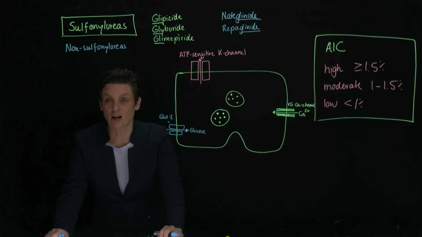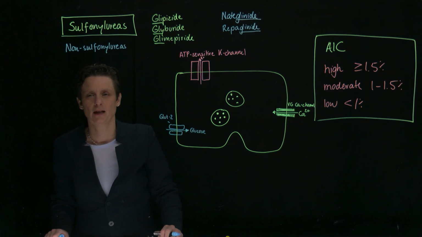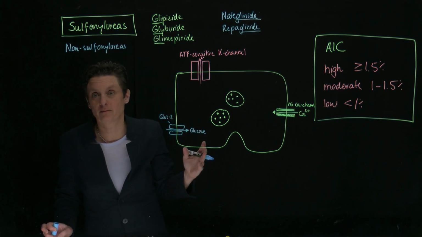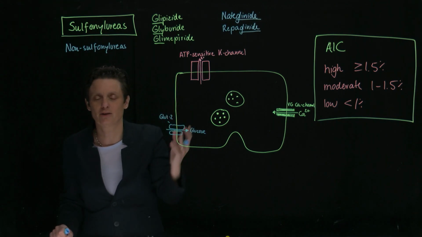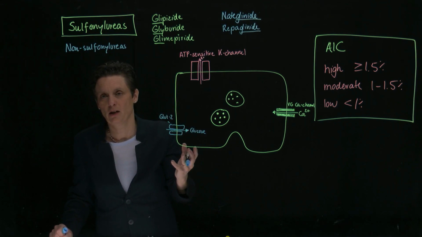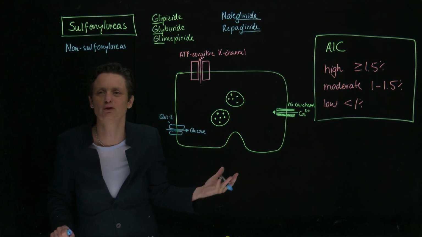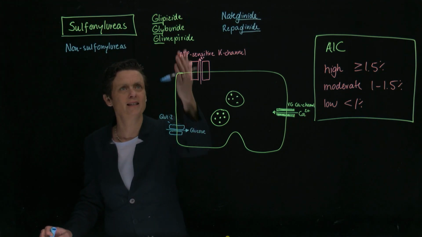So the next drug class that we're going to discuss are the sulfonylureas and the non-sulfonylureas. These are fairly old drugs, and they're named by their chemistry. They work very similarly, so we're just going to consider them as one group, although chemically they're different. The ones are sulfonylureas and the others are non-sulfonylureas. And here are some names.